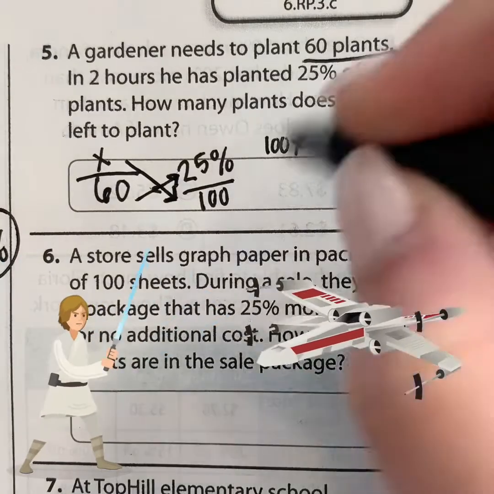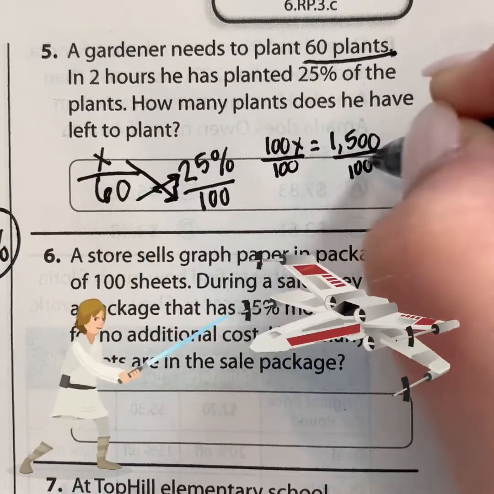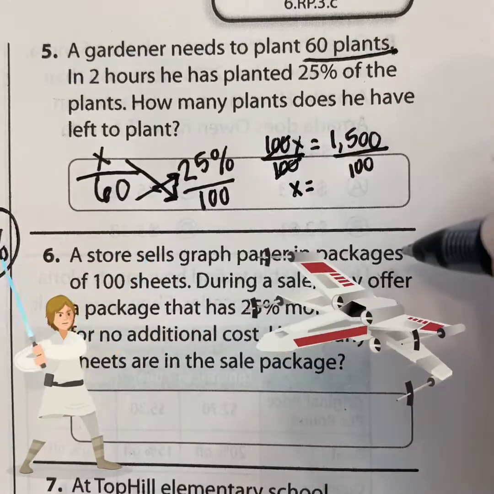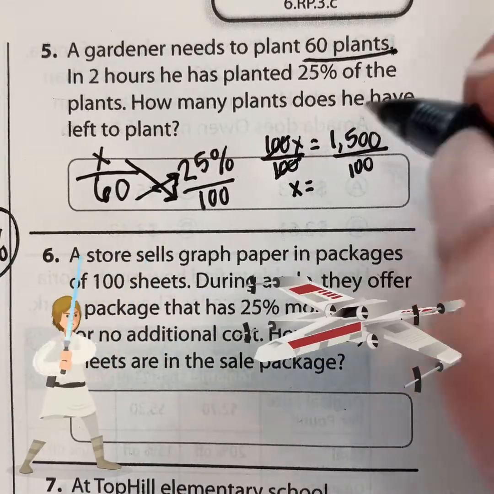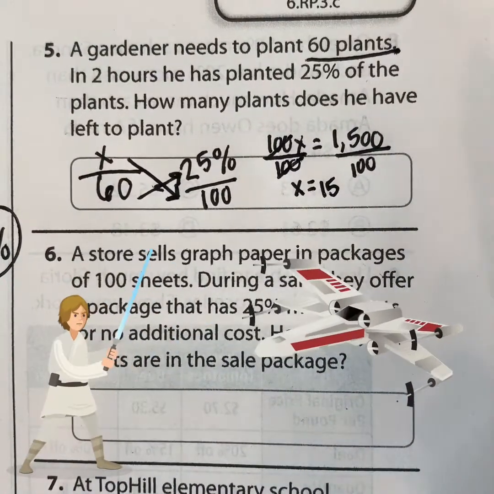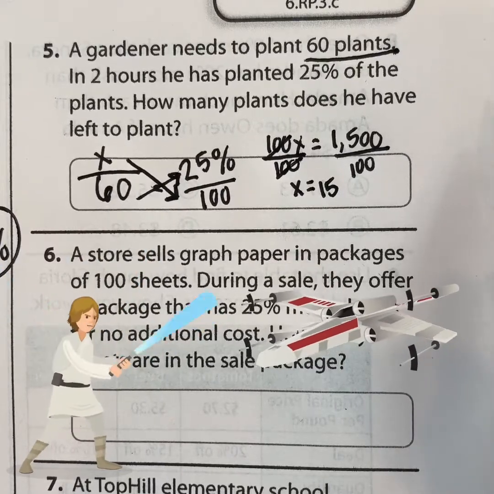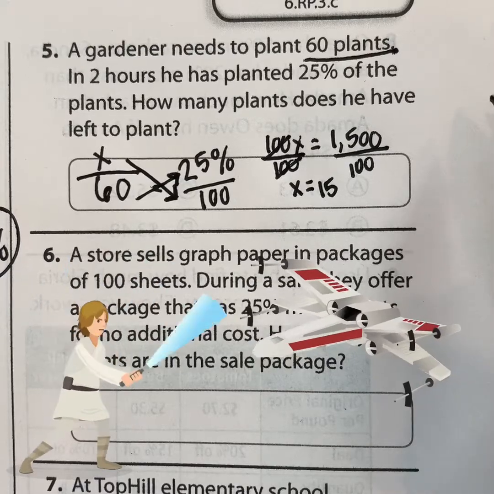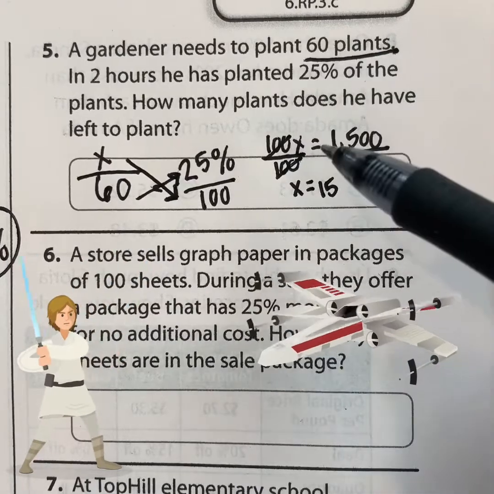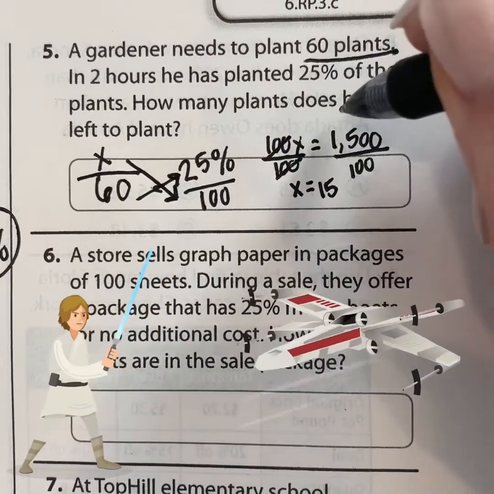Now divide by the number with X. So we're going to divide by 100. Our 100s cancel each other out, leaves us with X. And 1,500 divided by 100 gives us 15. Now, this question is misleading because it makes us believe that 15 is the answer when it's not. It says the gardener has planted 25% of the 60 plants that he needed to plant. Well, that means that he's planted 15.